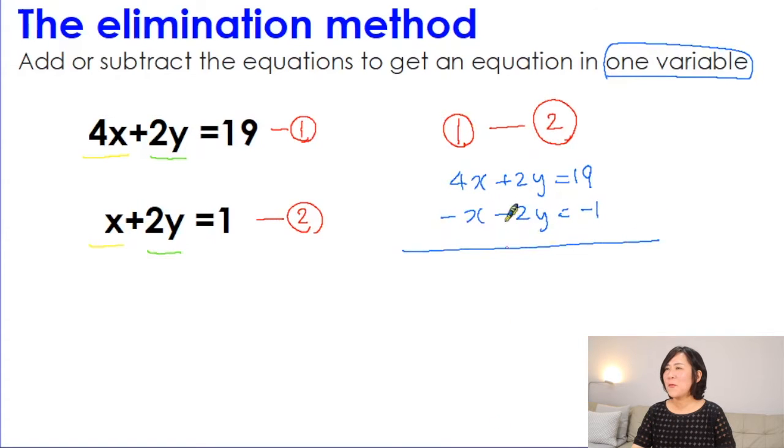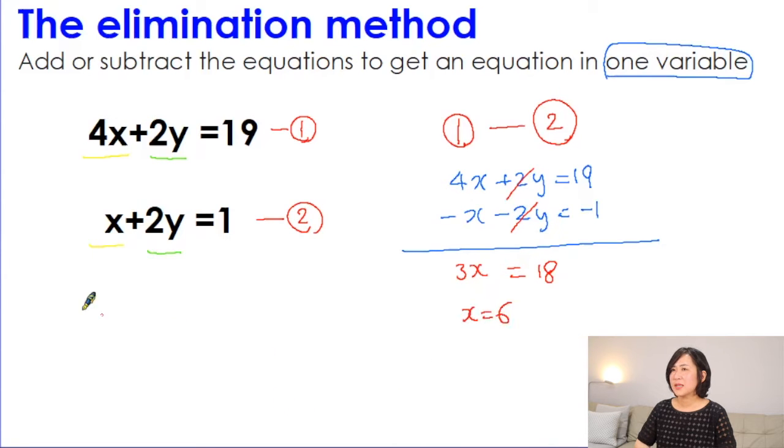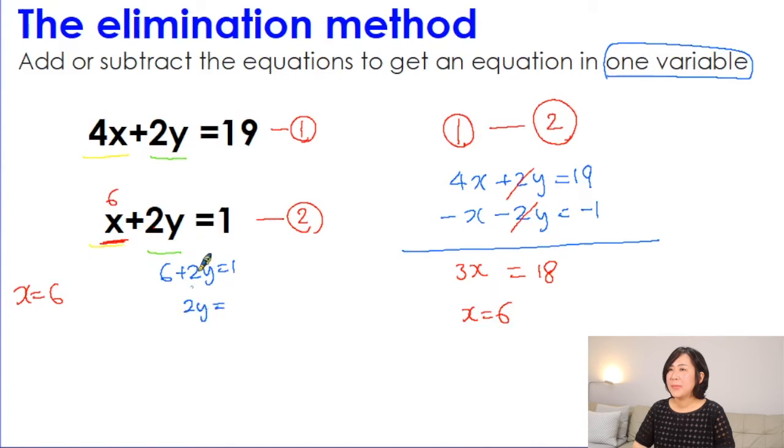Let's put them together. 4x minus x is 3x. Then we've got 2y minus 2y, which cancels it. Then it gives you 18. Then x is 6. Since we found x is 6, let's put 6 into one of the equations, then we can find our y. 6 plus 2y equals 1, then 2y equals minus 5, then y equals minus 2.5. So this is the solution for both equations.